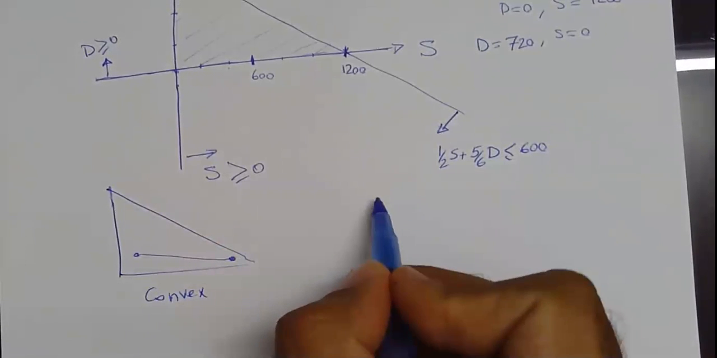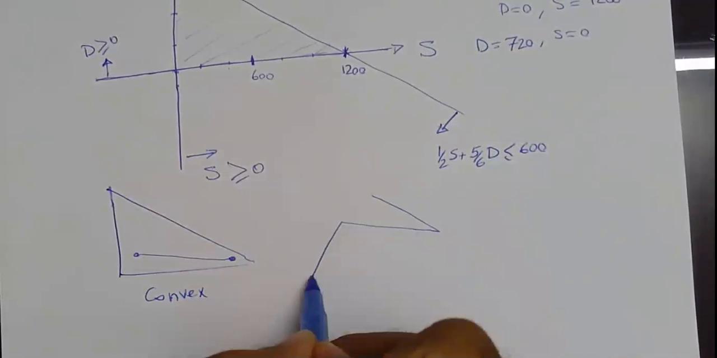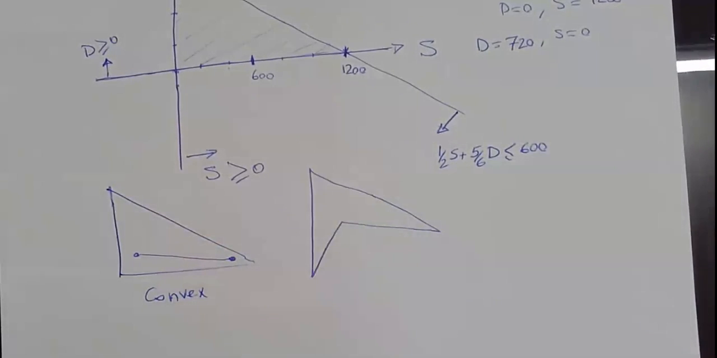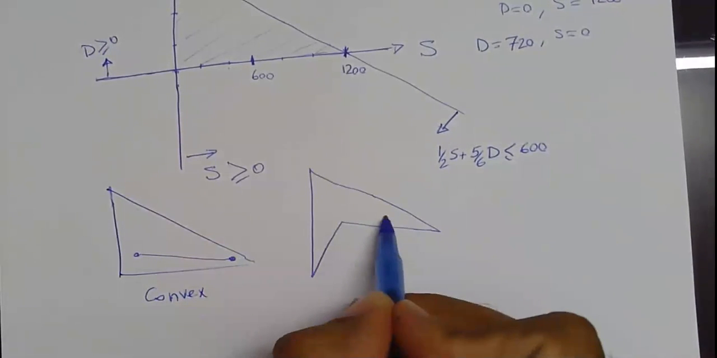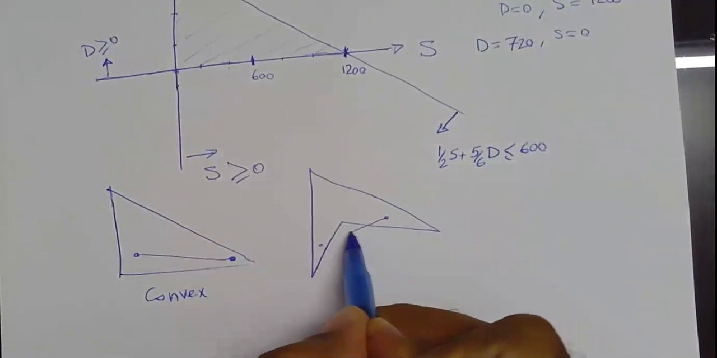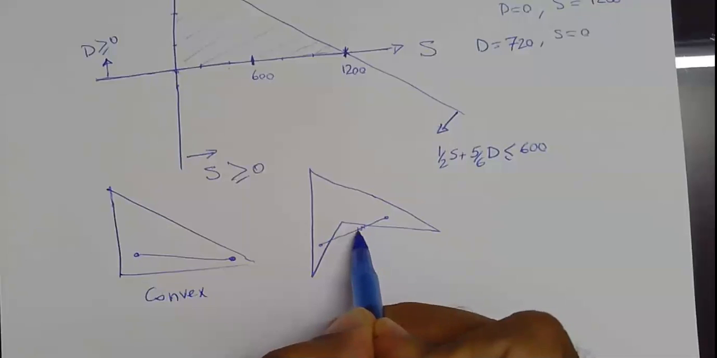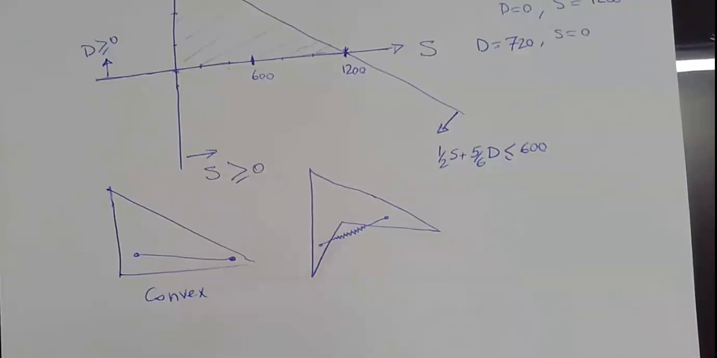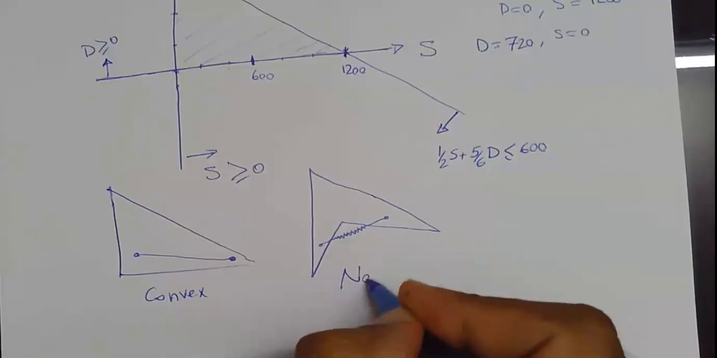But for example, for this one, if you take this point and this point, a piece of the connecting line is not within the region. So this is not convex.